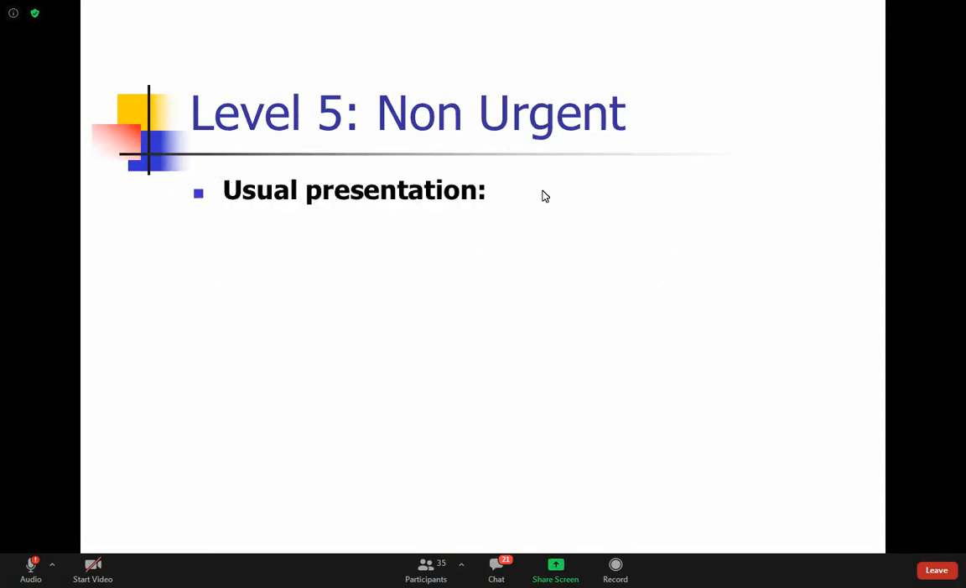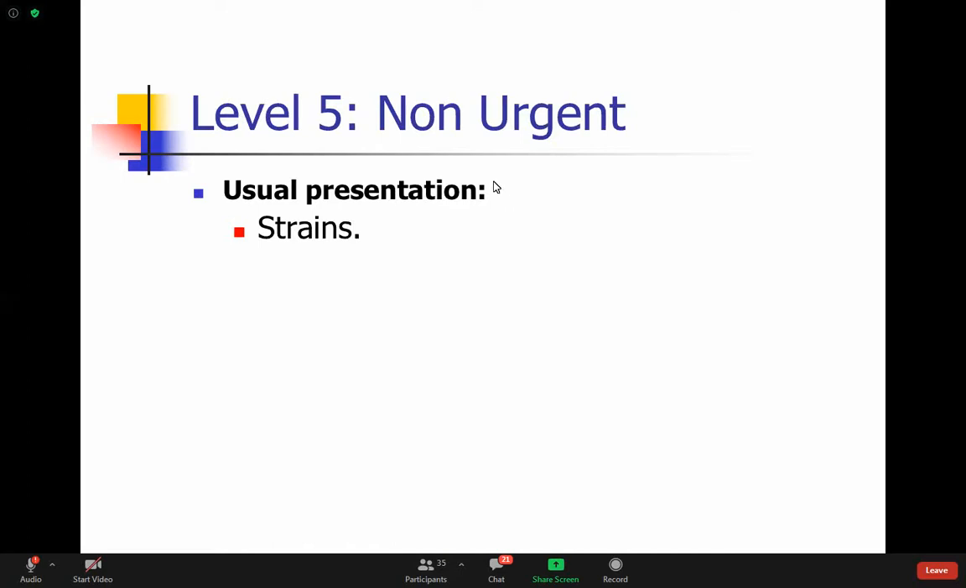Usual presentation. Yes, so the triage gets done by the nursing team most of the time, but the physicians or the doctors also get involved in triage. So it could be done by either one, but most of the time, the nursing team will do it.